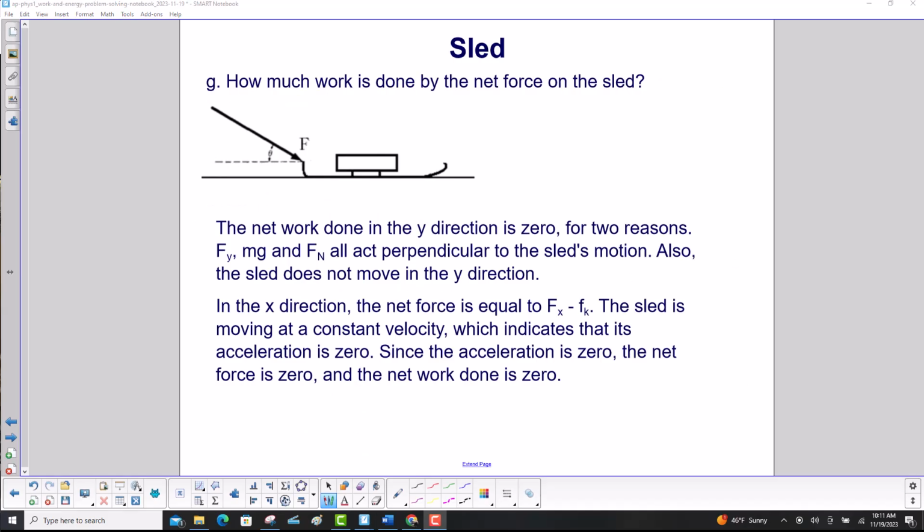How much work is done by the net force on the sled? Well, the net work done in the y direction is 0 for two reasons. F sub y, mg, and the normal force all act perpendicular to the sled's motion. Also, the sled does not move in the y direction. In the x direction, the net force is equal to F sub x minus the friction force. The sled is moving at a constant velocity, which indicates that its acceleration is 0. Since the acceleration is 0, the net force is 0, and the net work done is 0.